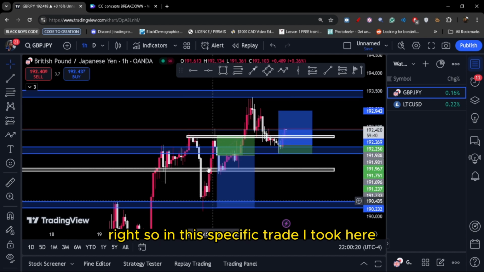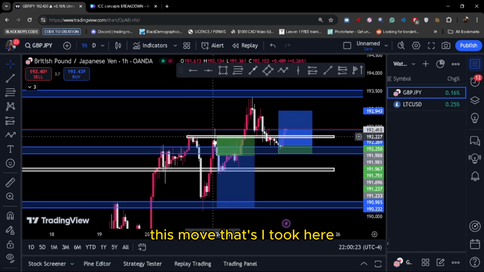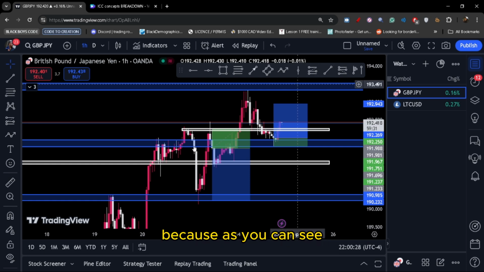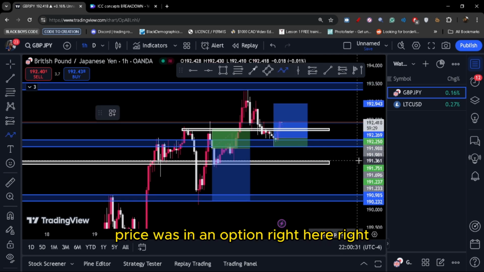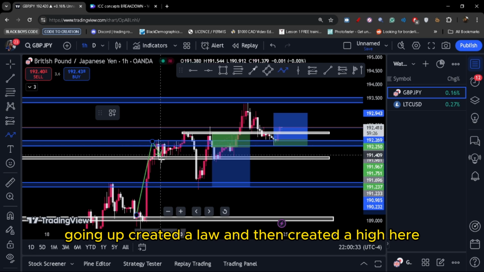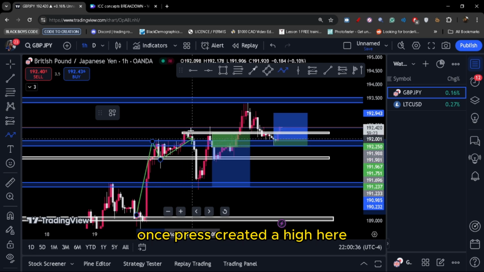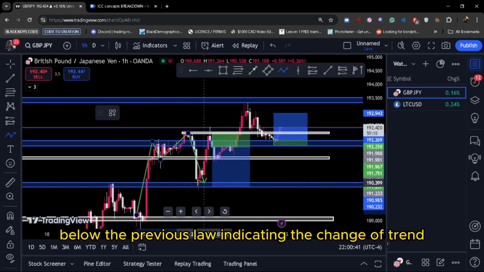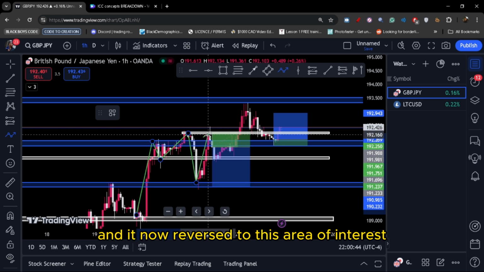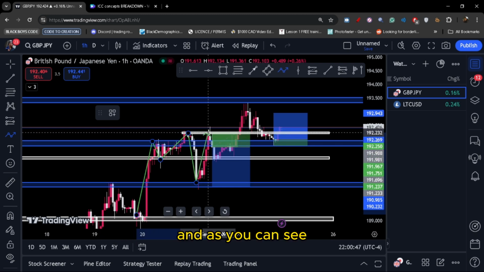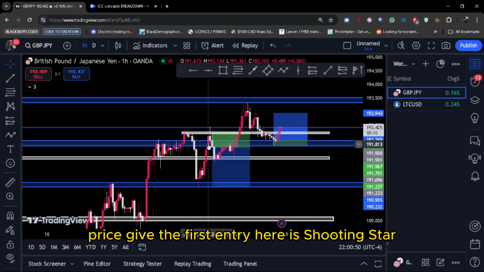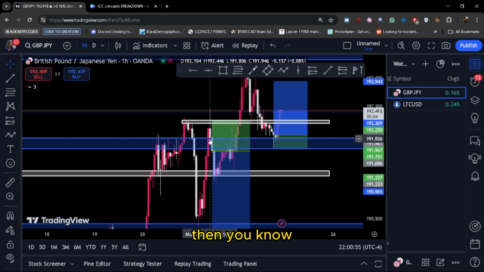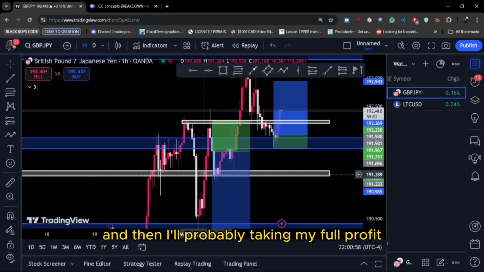So in this specific trade I took here, this move was actually the continuation phase, right? Because as you can see, price was in an uptrend right here, going up, created a low, and then created a high here. Once price created a high here, it broke below the previous low, indicating the change of trend, and it now reversed to this area of interest. And as you can see, price gave the first entry here, a shooting star. I actually entered very late here, but if my first entry was here, then first TP would have probably been here, and then I would have probably taken my full profit.